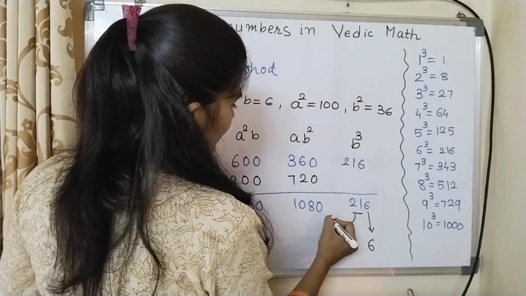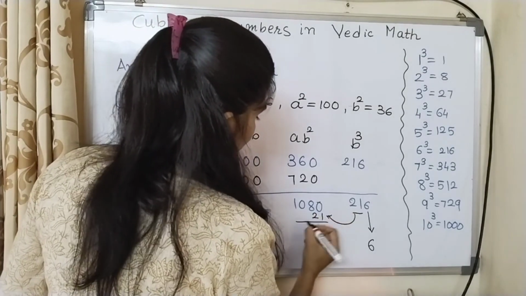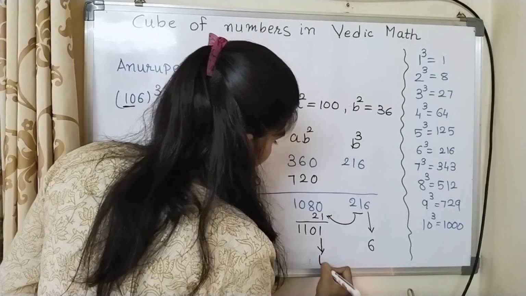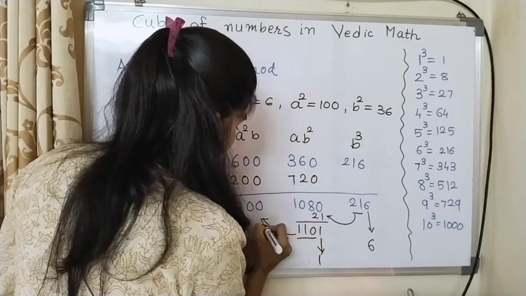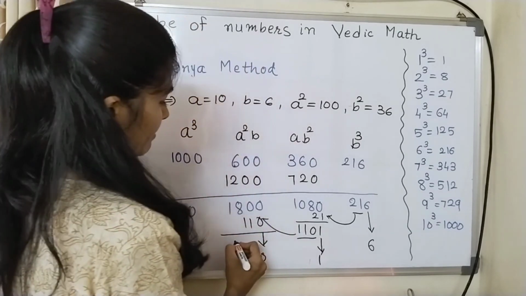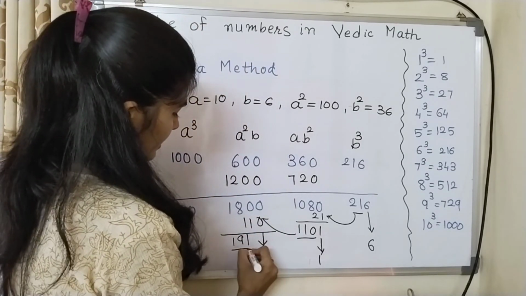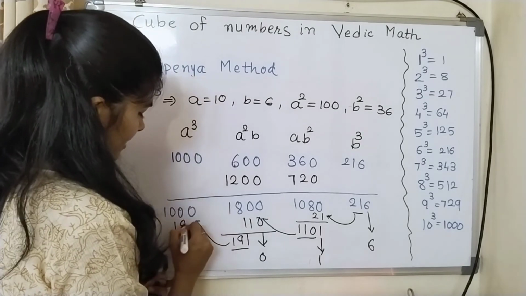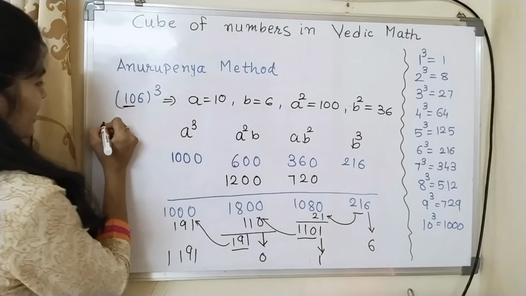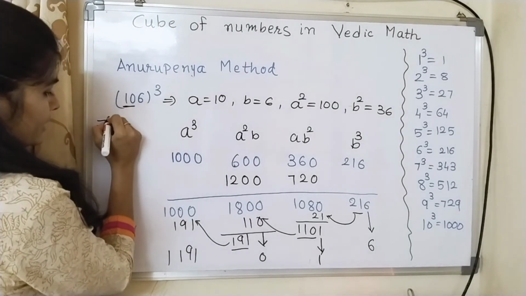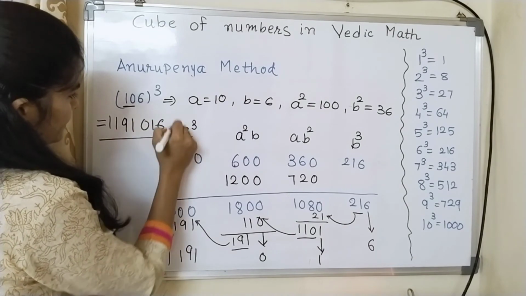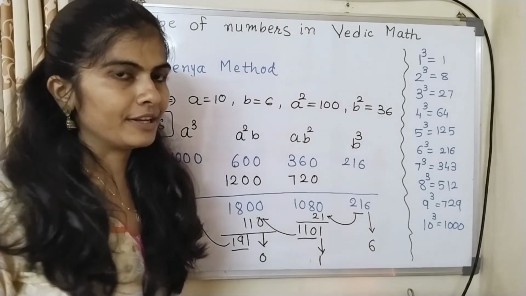21 will go as carry. So if I add 21 to 8, this will become 1101. So bring this one down. Take this 110 as carry, 110 as carry. So I will bring the 0 down. But my number 191, this will go as carry with this 191. So if I add 191. So my final answer of cube of 106 is 11911016. You can check it with calculator.